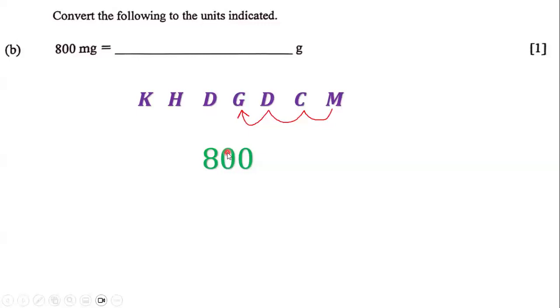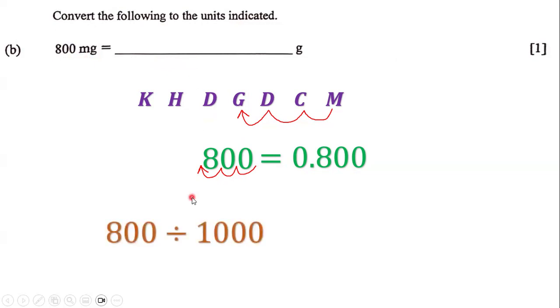And so we have to take 800. So our decimal point is here, and we're going to move over 3 times. So we have 1, 2, 3. So that means that our decimal point is currently right here. And so we have 0.800. And so that means that 800 milligrams is going to be equal to 0.8 grams.